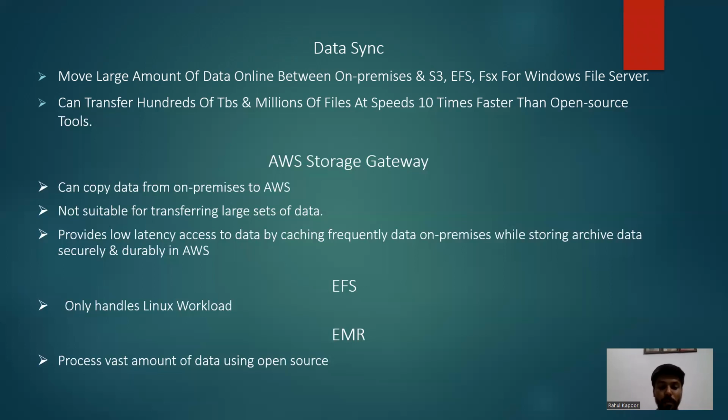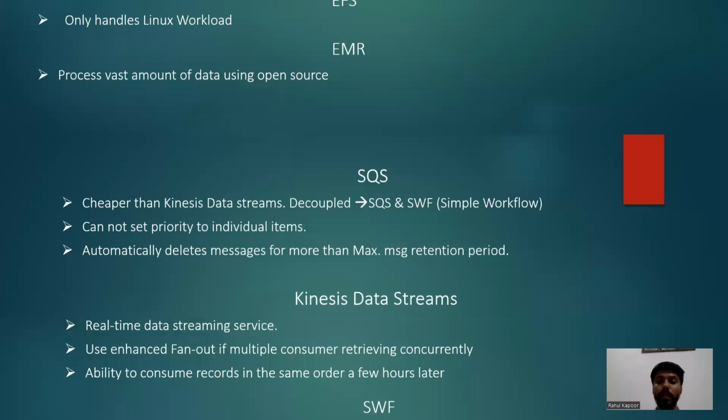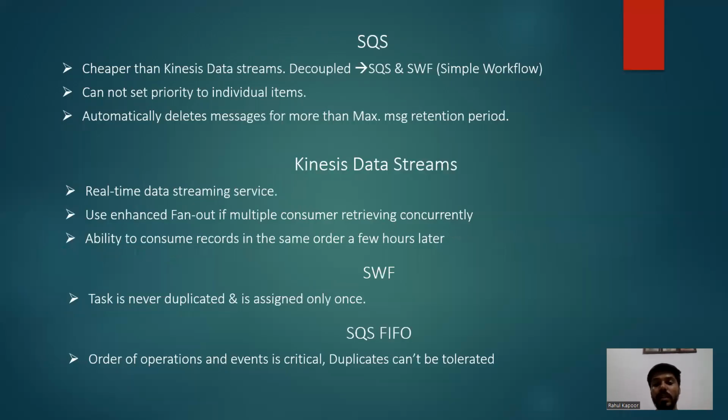EMR, okay, process vast amounts of data using open source. Then we have decoupled services like SQS, all the services, I mean, जहाँ पे we process messages, right? So SQS is one of them. It is cheaper than Kinesis Data Streams. Kinesis Data Streams हम आगे पढ़ेंगे. Decoupled है, and SQS and SWF दो तरह के services available हैं.